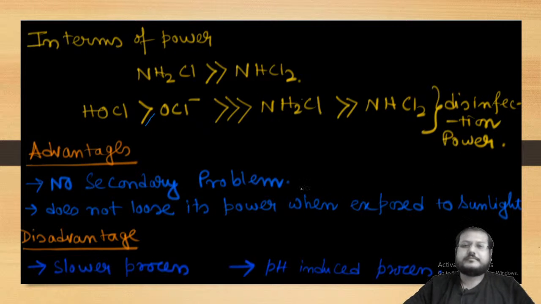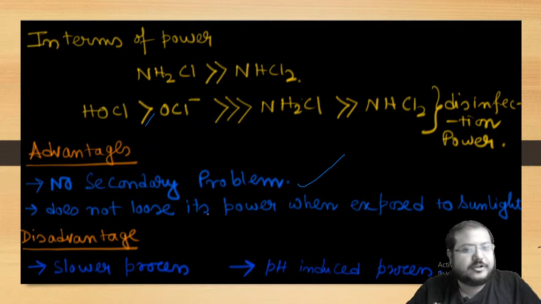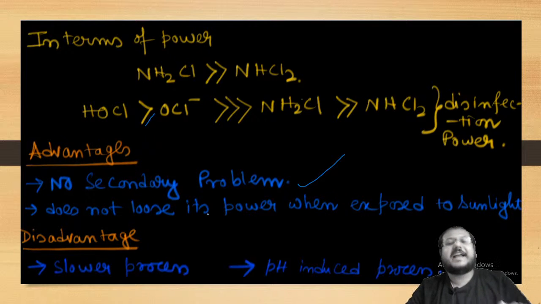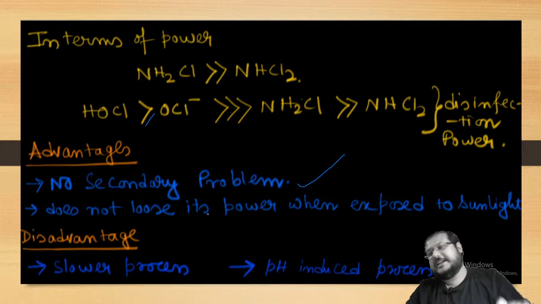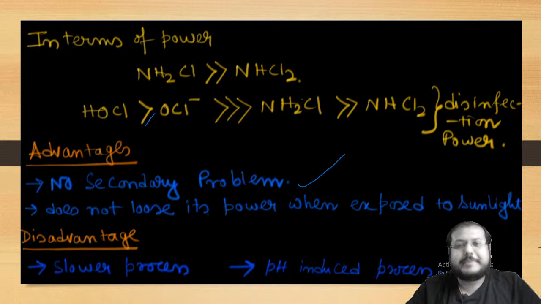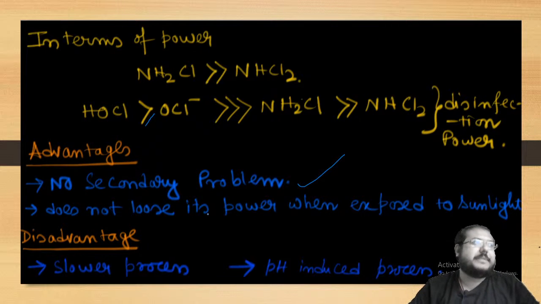In disinfection power, no secondary problem is there. That's true. It does not lose its power when exposed to sunlight. That is also true. But the disadvantage is that it is a much slower process. It helps the normal process. And it is a pH induced process. You have seen all the equations are pH induced.